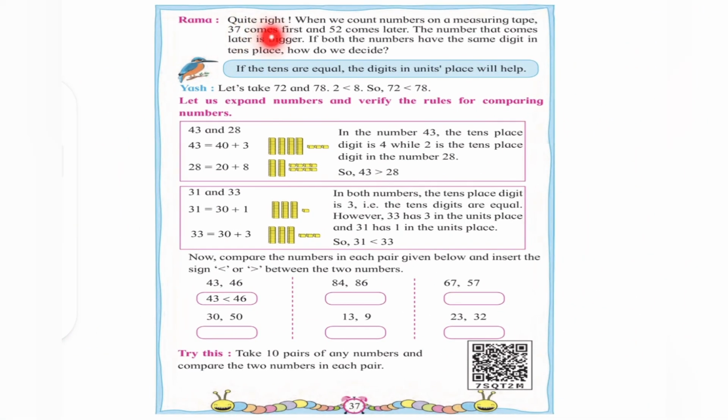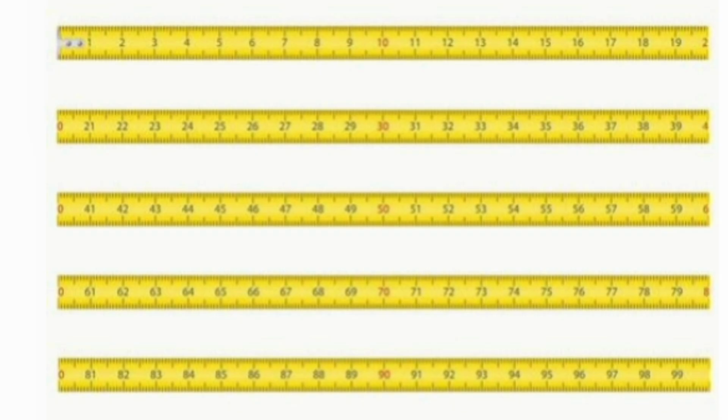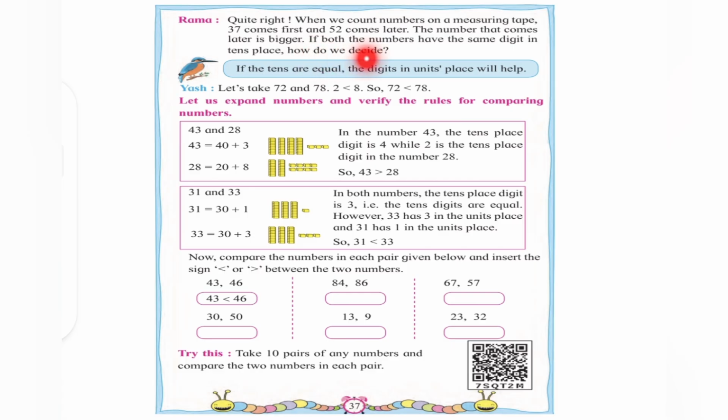Rama, quite right. When we count numbers on a measuring tape, 37 comes first and 52 comes later. The number that comes later is bigger. If both the numbers have the same digit in tens place, how do we decide? If the tens are equal, the digits in units place will help.